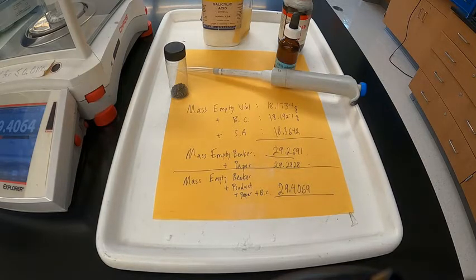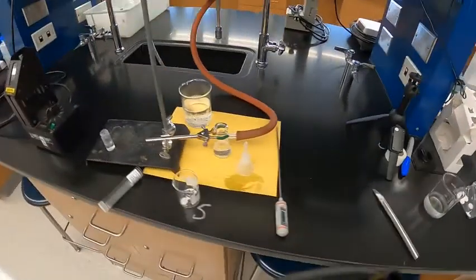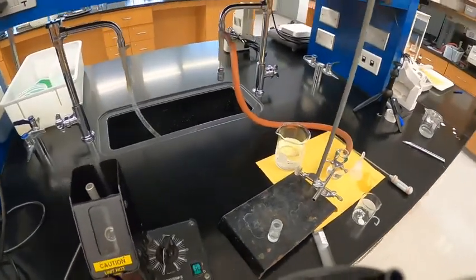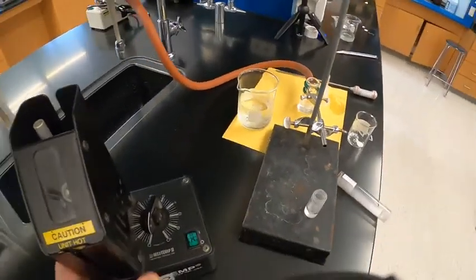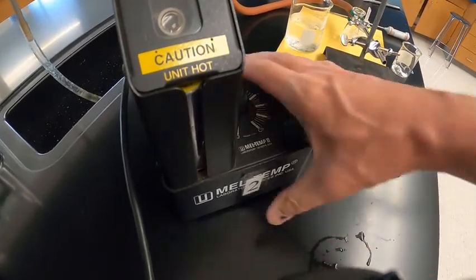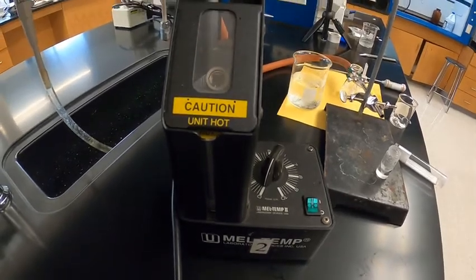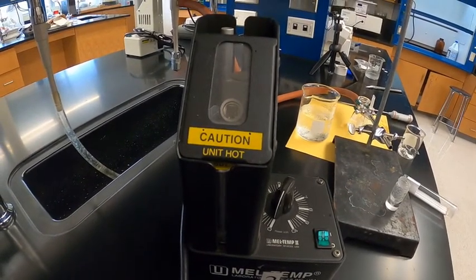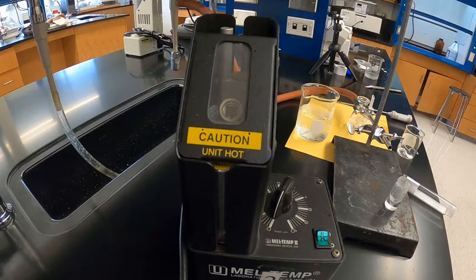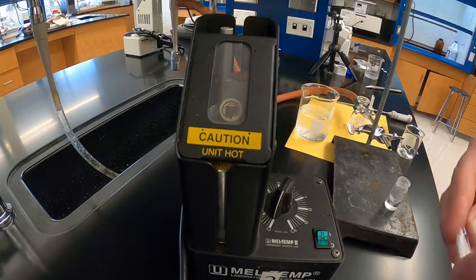So next I'm going to come over and show you the setup for doing melting point. So here we have what's called a melt temp or melting point apparatus. And what this does is you can put a sample in there and watch for it to start melting and record the melting point.